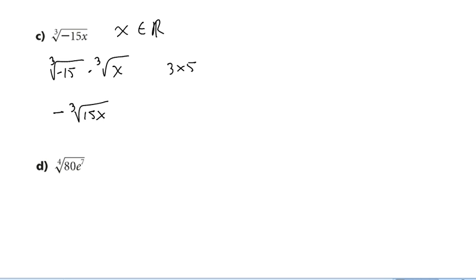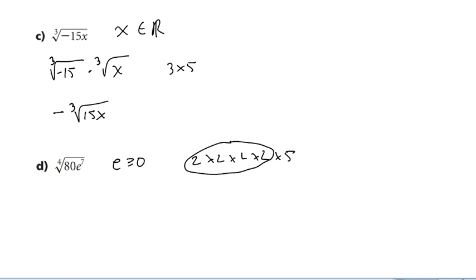All right, D. D again. This has to be positive on the inside because it's a 4th root, which means that e has to be positive. 80 is going to be 2 times 2 times 2 times 2 times 5. Which means I can pull a 2 out.